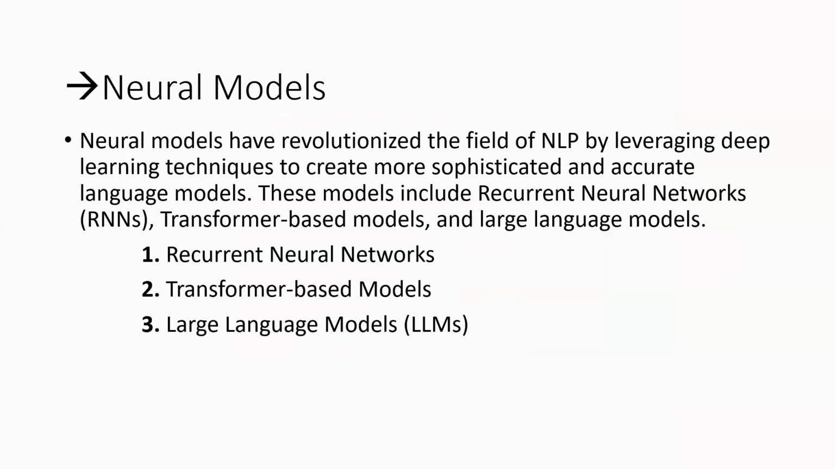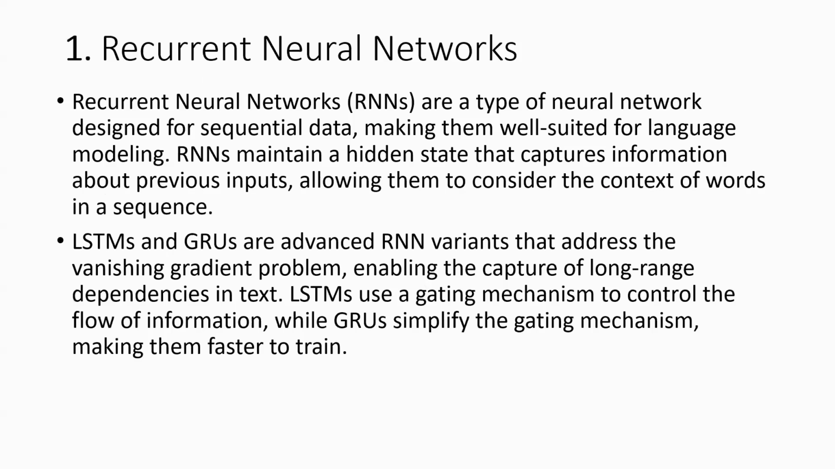And now we come to the neural models. Neural models have revolutionized the field of NLP, leveraging deep learning techniques to create more sophisticated and accurate language models. We all know about recurrent neural networks, transformer-based models, and large language models (LLMs). A recurrent neural network is a type of neural network for sequential data, making it well suited for language modeling. We have LSTM, long short-term memory, and GRU, gated recurrent units.